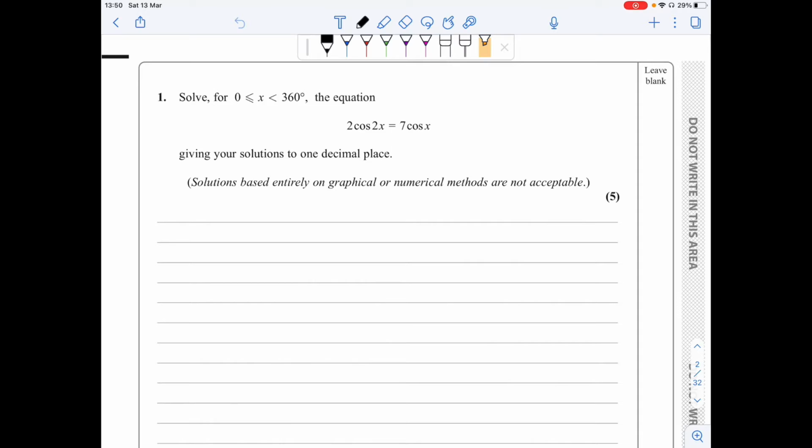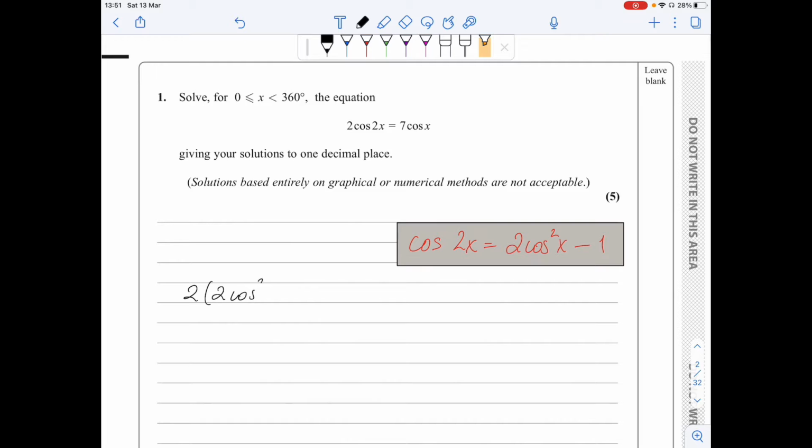For question 1, I'll use one of the 3 double angle formulae for cos 2x. So my equation becomes 2 times (2 cos squared x minus 1) equals 7 cos x. If I expand and bring everything to the left, I've got 4 cos squared x minus 7 cos x minus 2 is equal to 0. I will factorize this and get (4 cos x plus 1)(cos x minus 2) is equal to 0.